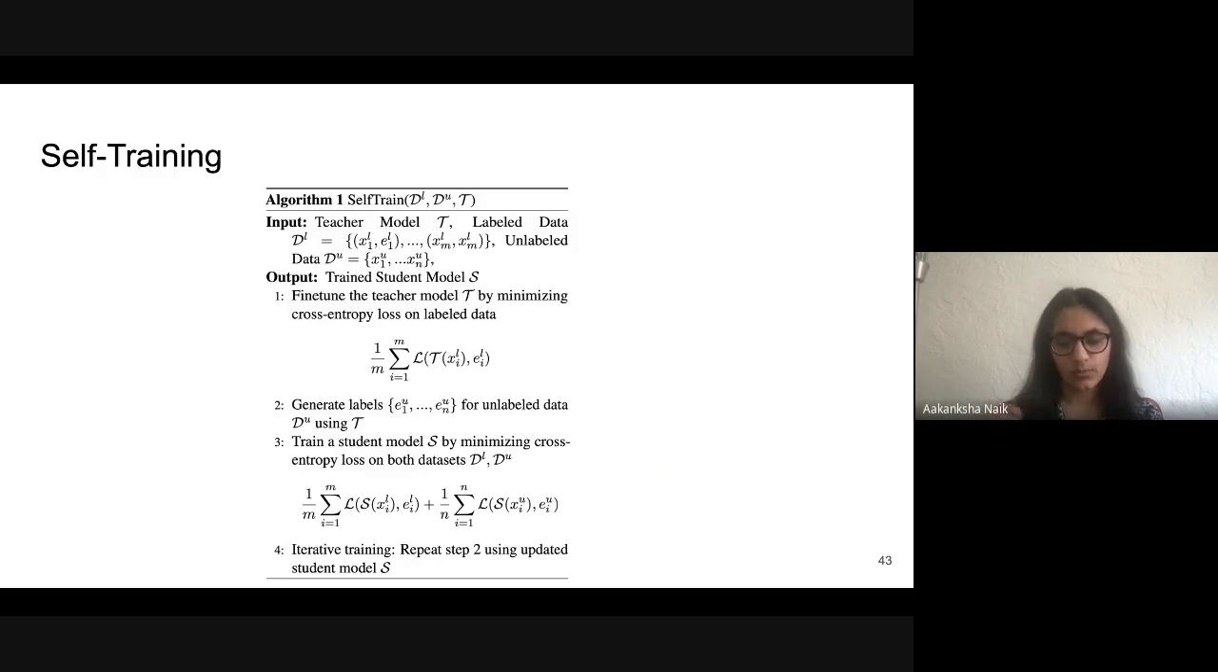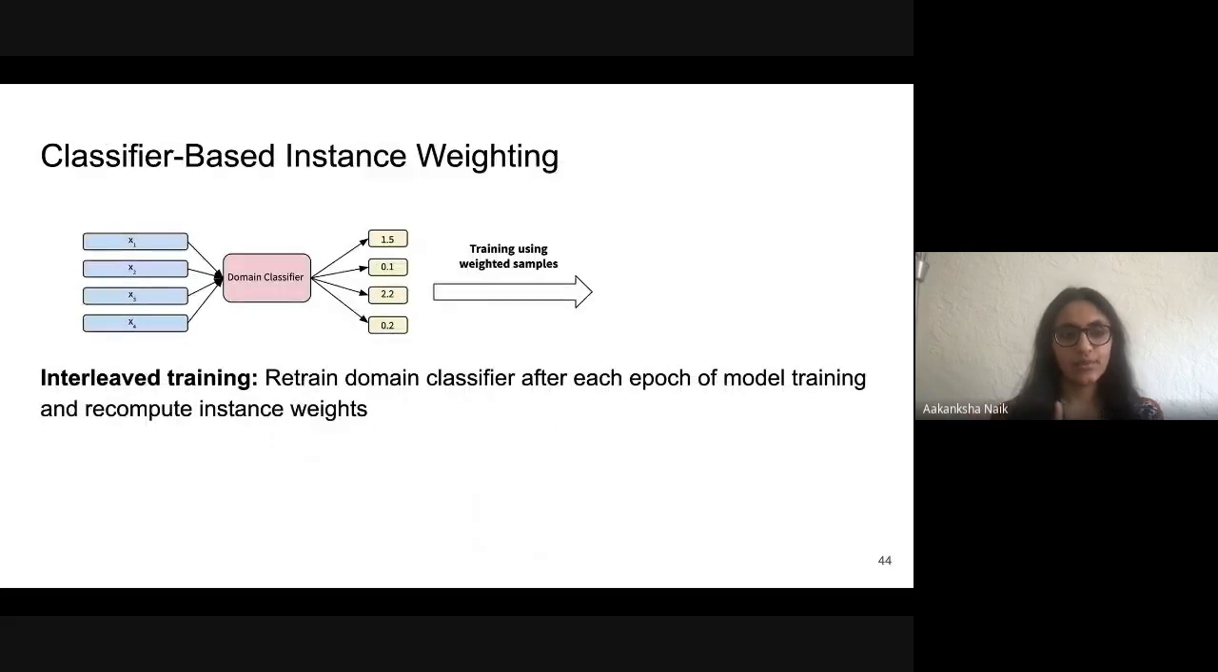And then using this unlabeled data as well as the labeled data from the source domain, we train a new student model to minimize cross entropy across both these data sets. And this student model then becomes the new teacher model and regenerates labels for the unlabeled data. This process can be done iteratively until you either exhaust all of your unlabeled data or you reach a certain confidence threshold. And the second difference is that we looked at classifier-based instance weighting instead of likelihood-based instance weighting.